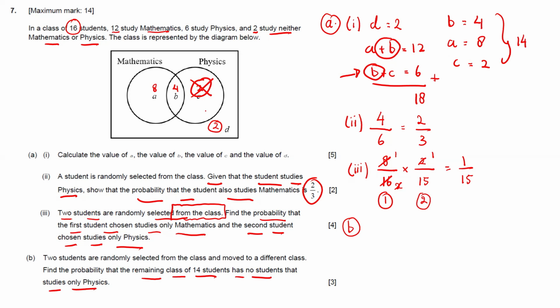The logic is that the first student that is chosen is a student who studies only physics. And the second student was also the same, a student who studies only physics. So we can get that probability first. The students who study only physics. So what is that probability? First, we have 2 out of 16. That's our first one. The student who studies only physics.